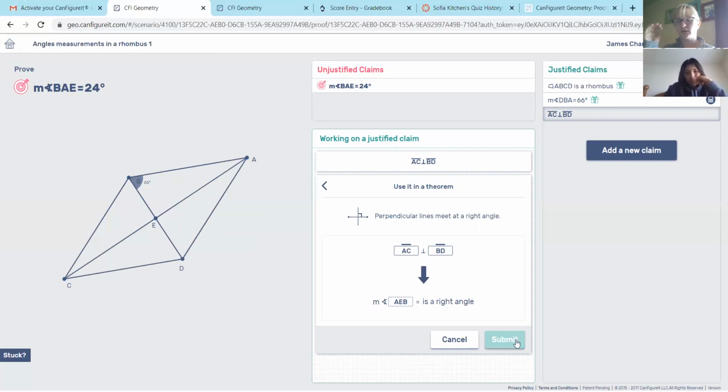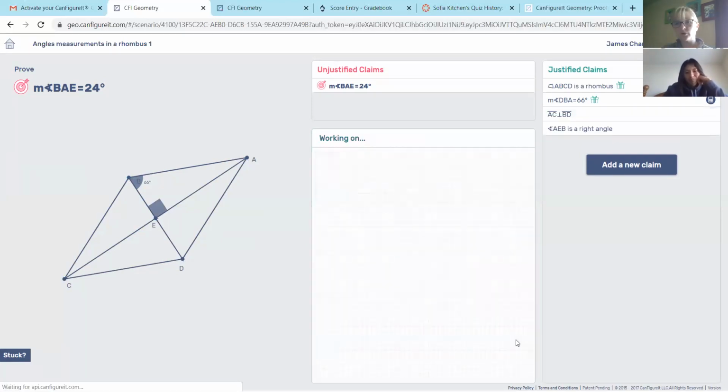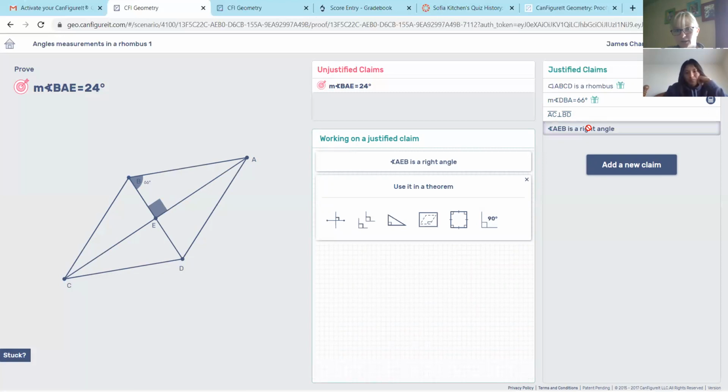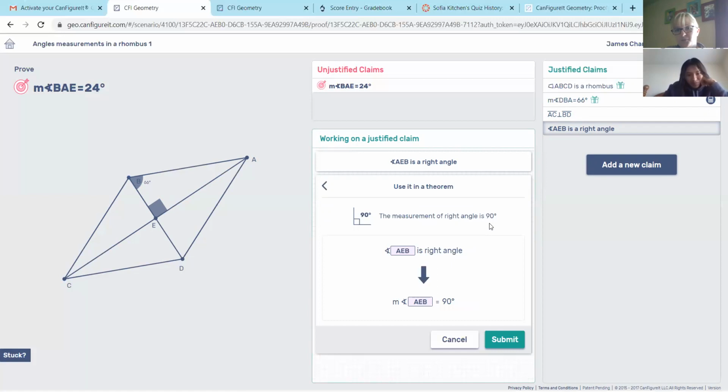Okay, and it's kind of annoying because it's like 3 steps when we know automatically, in our heads, okay, if they're perpendicular, then it's 90. In the computer with a proof, you have to go all the way through it. So now over here in Justified, we have they're perpendicular. Then we say they're a right angle. We got to do one more thing. So annoying. If you know it's a right angle, you have to do this. So if we know that AEB is a right angle, then we know that the measure of AEB is 90 degrees.